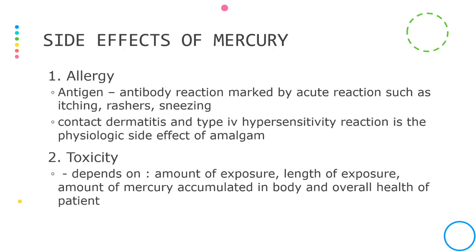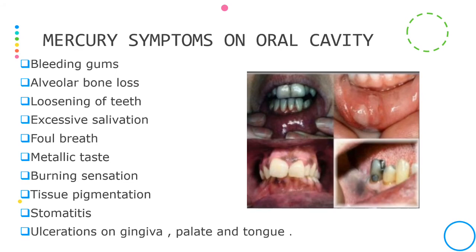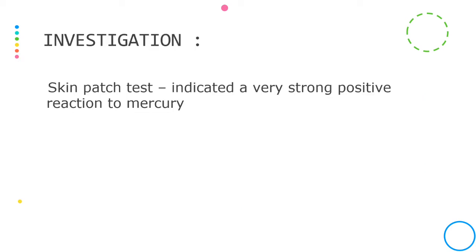Toxicity depends on amount of exposure, length of exposure, amount of mercury accumulated in the body, and overall health of the patient. The mercury symptoms in the oral cavity are bleeding gums, alveolar bone loss, loosening of teeth, excessive salivation, foul breath, metallic taste, burning sensation, tissue pigmentation, stomatitis, and ulcerations on the gingiva, palate and tongue. An investigation that can be done is the skin patch test, which will indicate a very strong reaction to mercury.